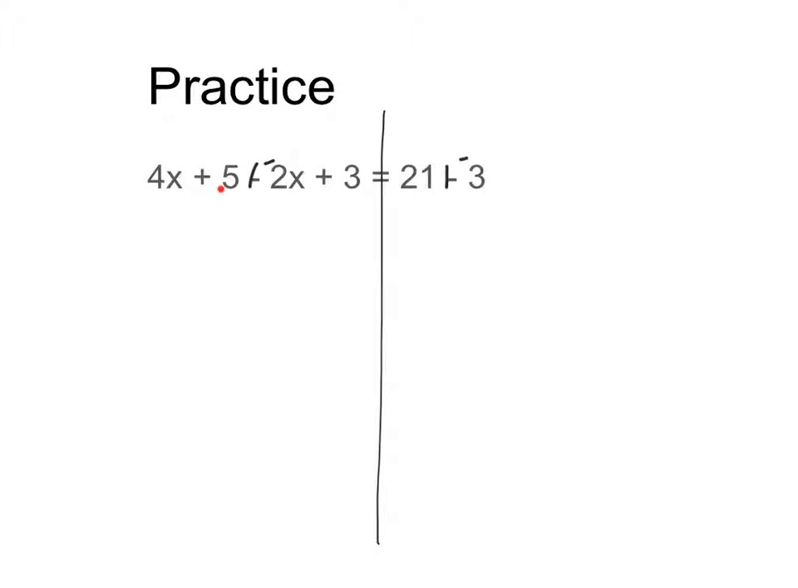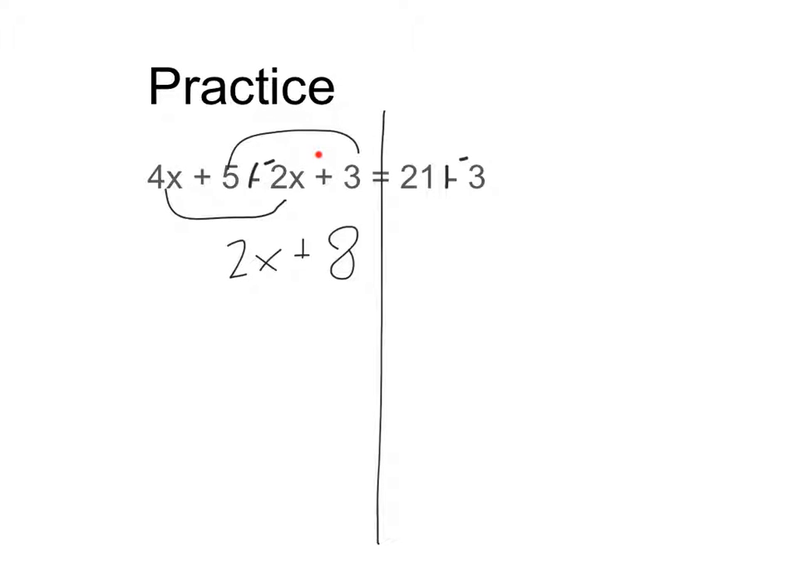Sometimes there's a lot of things to combine. Sometimes there's nothing to combine. Sometimes there's just one or two. It all depends. You just have to use what you know about like terms to combine them. So here I can combine my 4x and my negative 2x because they're both x's. And so that becomes 2x. And then I can also combine my 5 and my 3, which gets me 8.